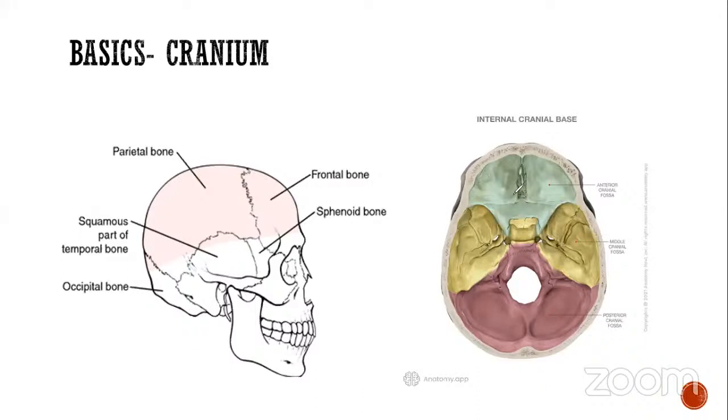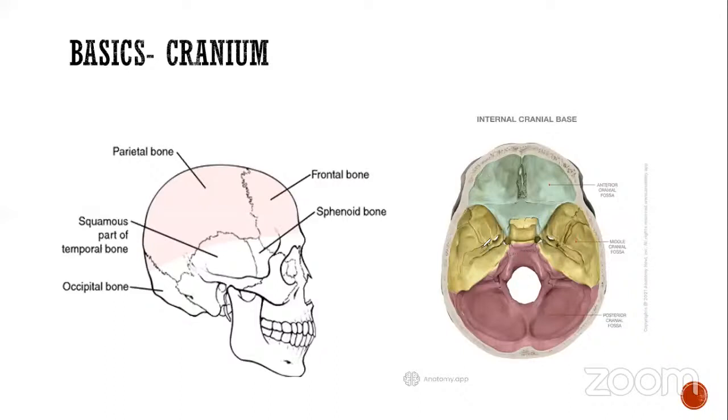Next, the base of the skull. The floor of the cranial cavity consists of three fossae: the anterior cranial fossa, the middle cranial fossa, and the posterior cranial fossa. The anterior cranial fossa, its floor is formed by the orbital plate of the frontal bone, cribriform plate of the ethmoid bone, and lesser wing of the sphenoid bone. It lodges the frontal lobe of the cerebral hemisphere.